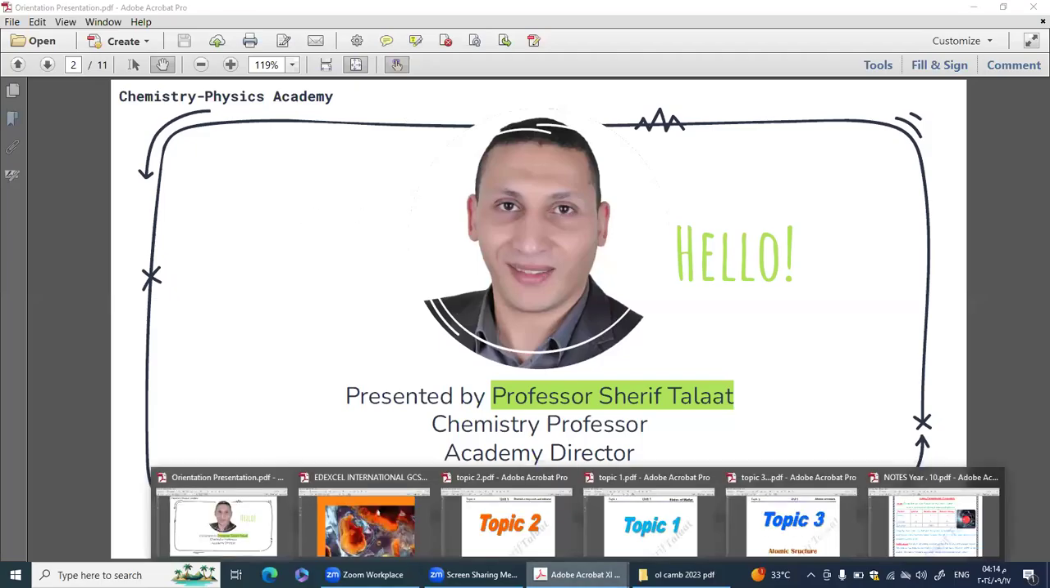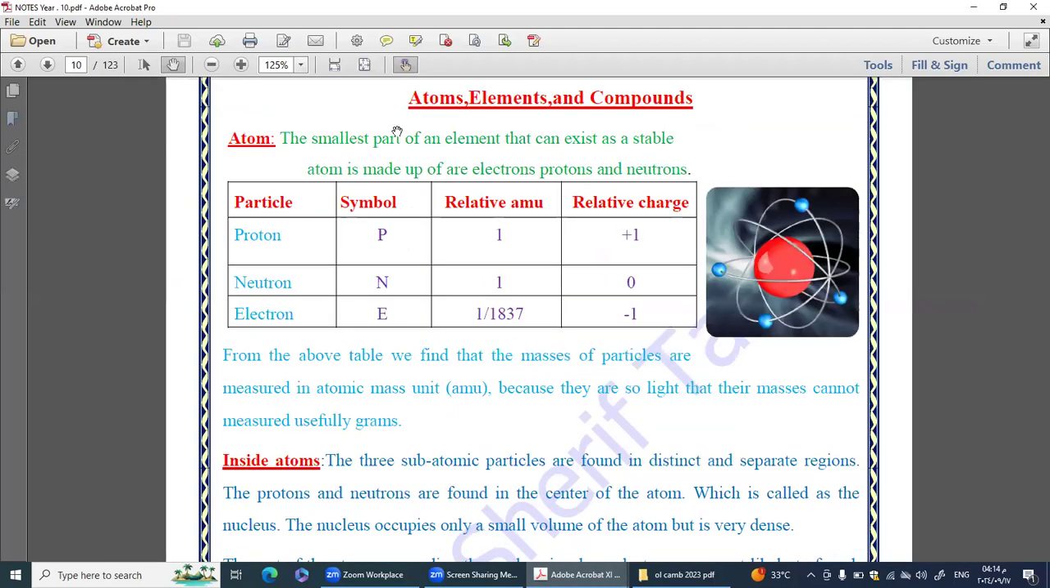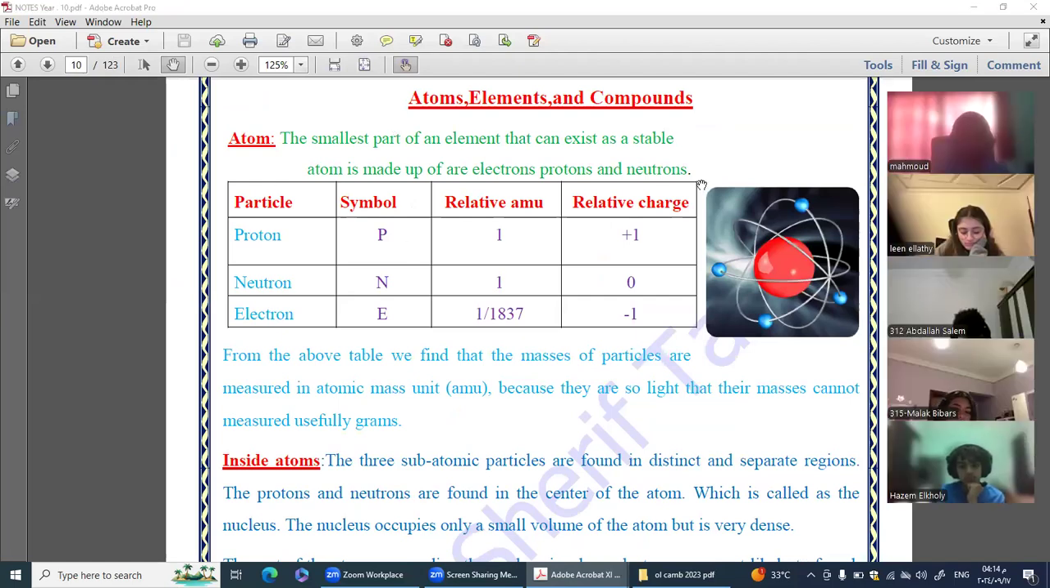Atomic structure. In the atom, you will find that we have nucleus and electrons. So the atom consists of two main parts.